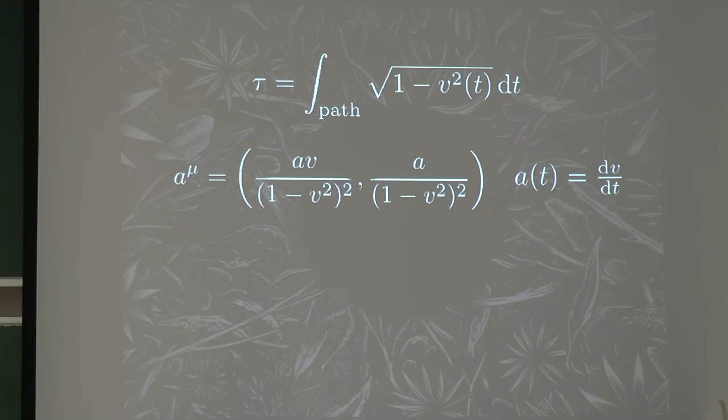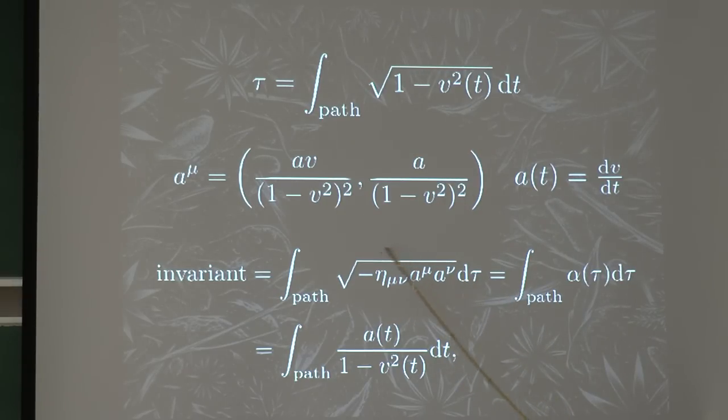So, take the four-acceleration, which is basically the derivative of the four-velocity over proper time, and take a square of it and integrate it over proper time. Since this square of a four-vector is invariant under Lorentz transformation, and proper time is invariant under Lorentz transformation, this whole integral is also invariant. Actually, it turns out to be proper acceleration integrated over proper time. Proper acceleration is the acceleration experienced by the comoving observer. And if you do a simple transformation, you get this integral. Now, this integral also does not depend on the observer. You can Lorentz transform it, and you get the same result.